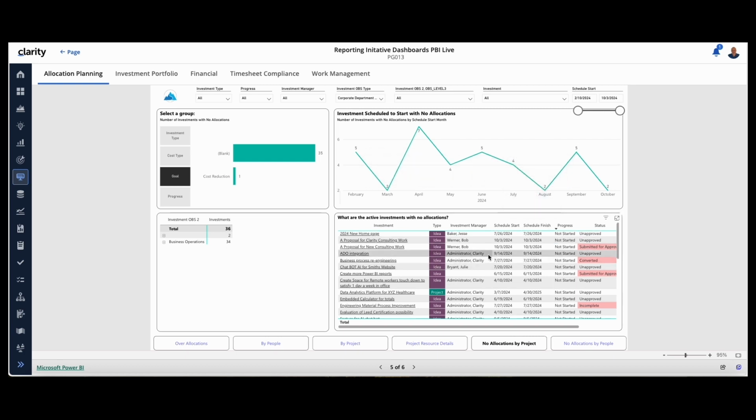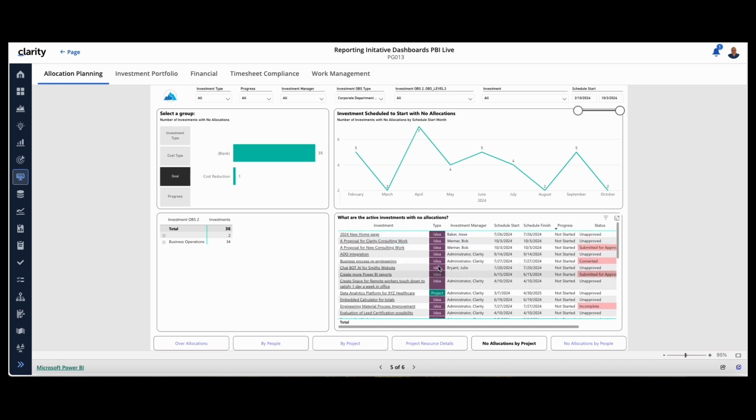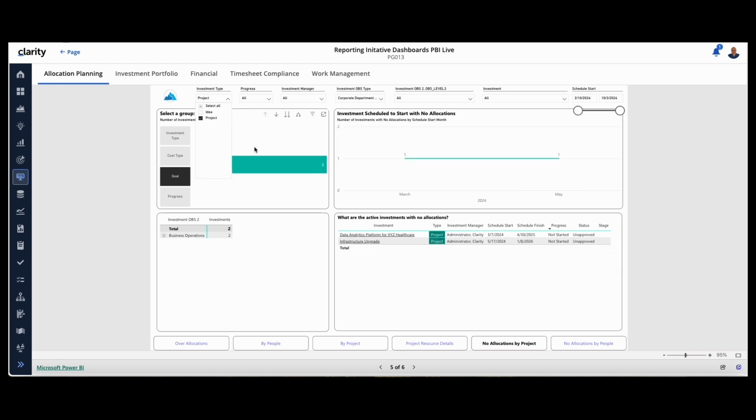Aha, that's a lot. But when I'm looking through this, I look at the type. Most of these are ideas. They're not even approved yet. Well, that's great. Should I get rid of those? Should I get rid of unapproved things? I have the ability to pick and choose. So in this case, I'm just going to get rid of the ideas. And I look here and I've just got 2 projects that aren't staffed. Not a big deal. One's in March, one's in May. Maybe I don't even need to worry about that.